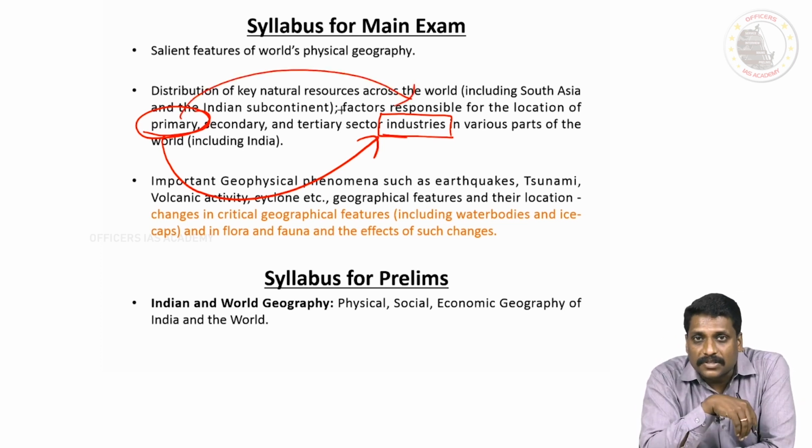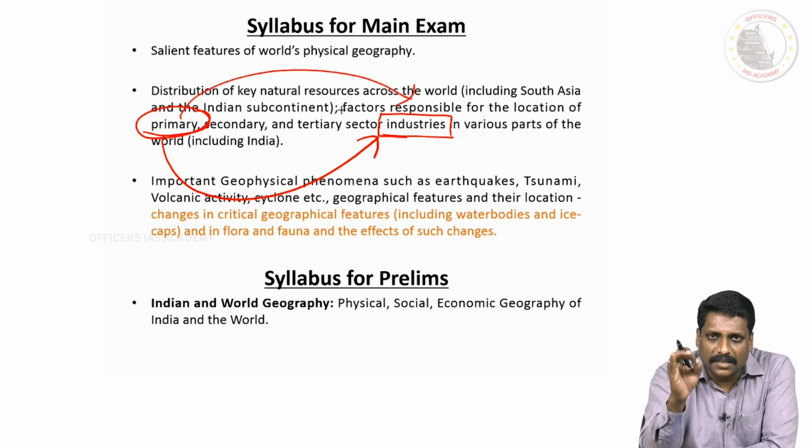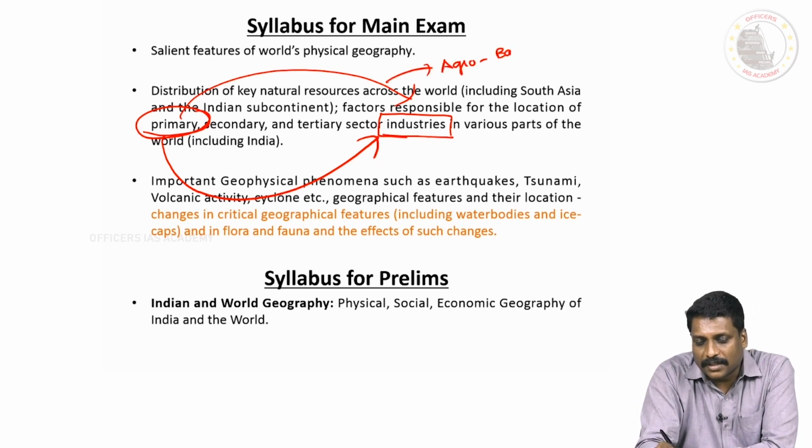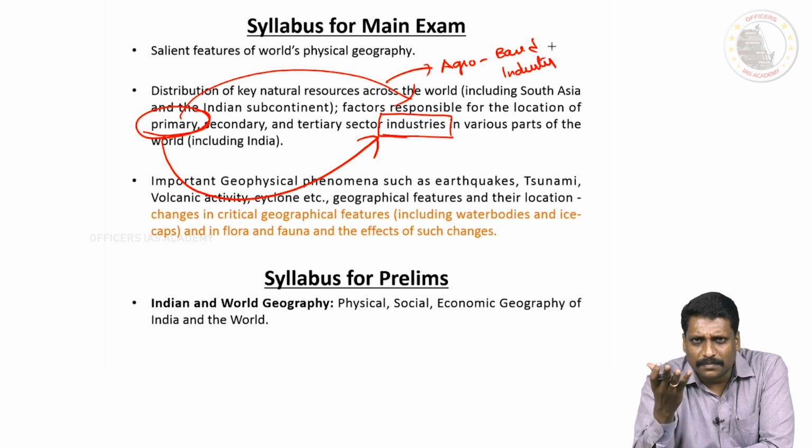Primary sector industries. The best way of understanding this primary sector industry is nothing but what? Agro-based industries. They are nothing but agro-based industry. Any example? Maybe you can think. Maybe assume that I am also reading your mind. Well said. Something like that.